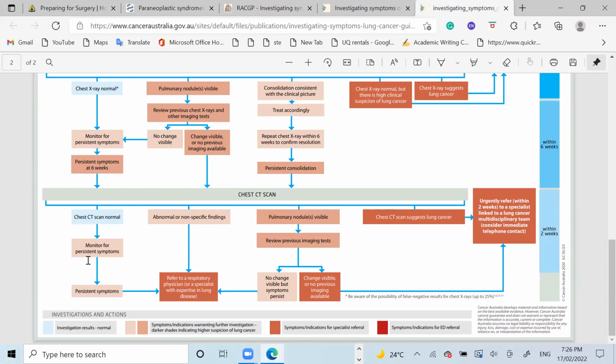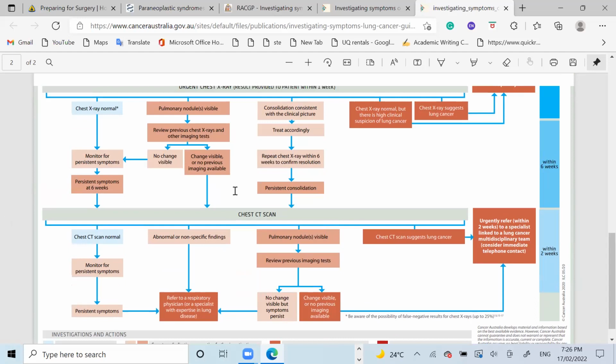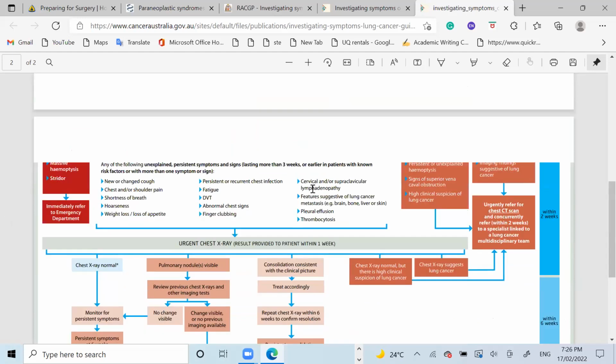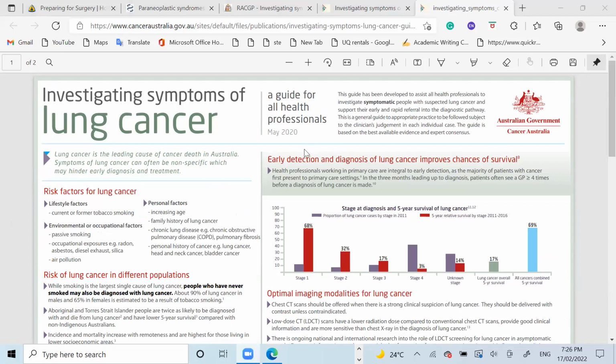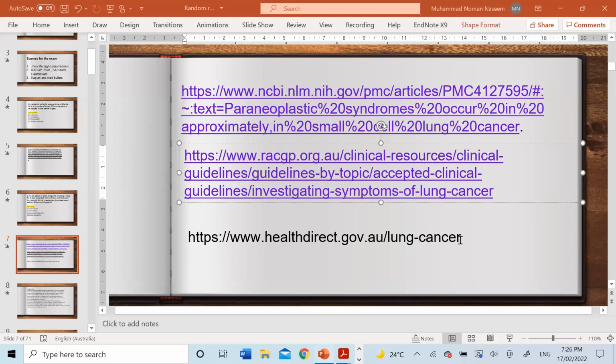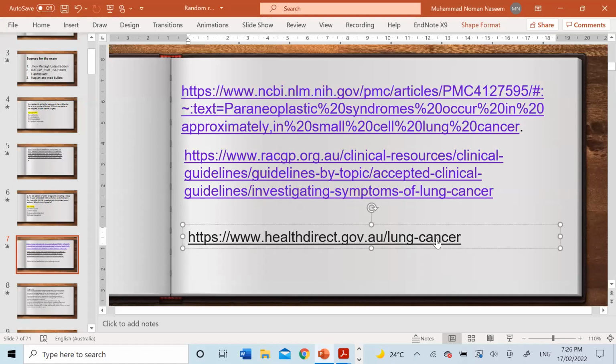All right. So this is the way the RACGP algorithms are available. And if you just type the name of the topic and write RACGP in front of it, you will be able to get all the information required for the exam of that topic here as well.